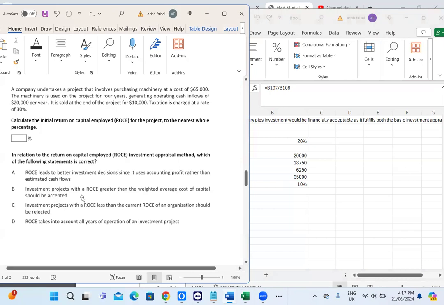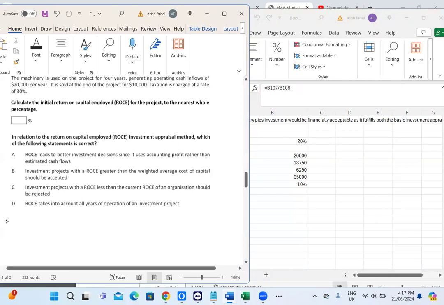Now, as far as the second statement is concerned, which says investment projects with a ROC greater than the weighted average cost of capital should be accepted, that's basically talking about the internal rate of return. So if the internal rate of return is greater than the cost of capital, then you are supposed to do the project. So it has nothing to do with ROC basically.